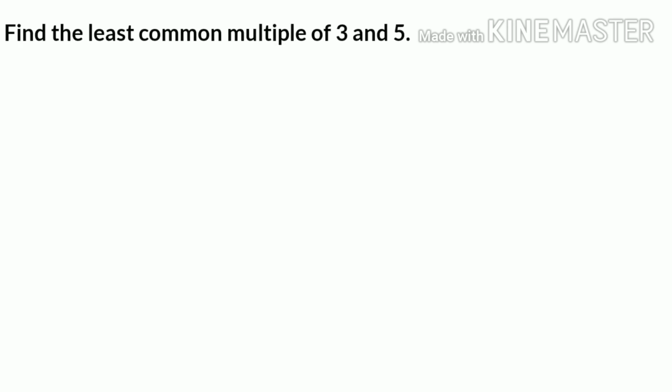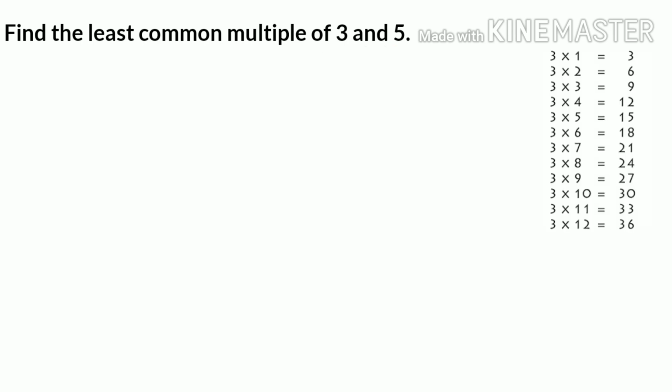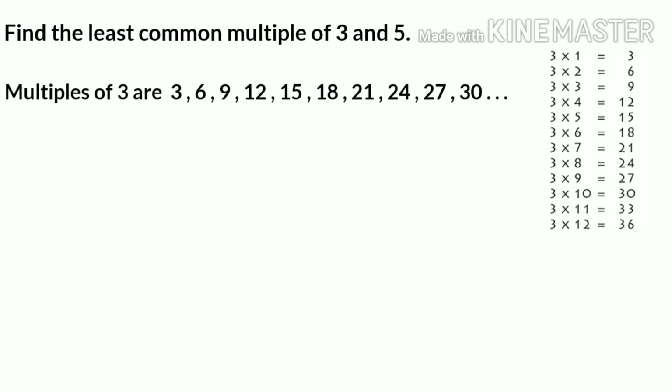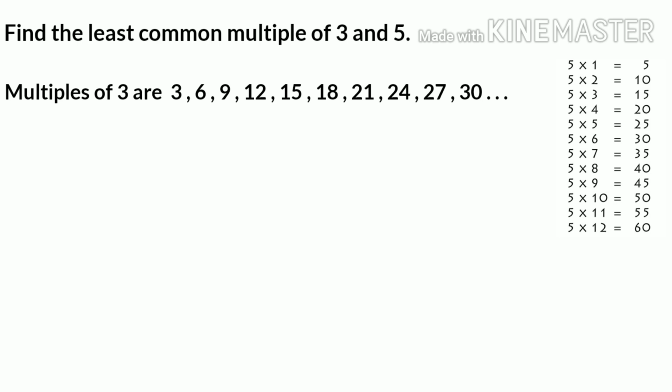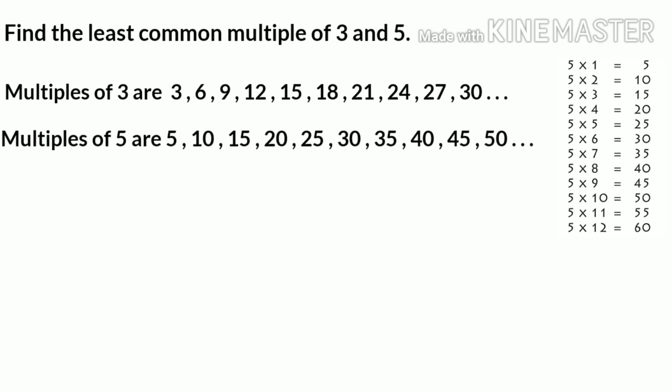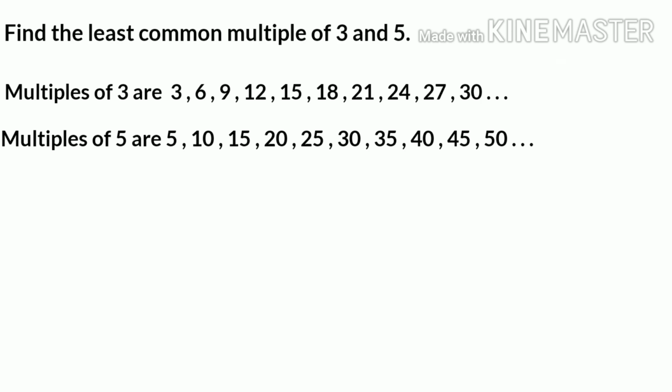Look at this question. Find the least common multiple of 3 and 5. So, using the listing method, we will first list the multiples of 3 and 5. The multiples of 3 are 3, 6, 9, 12, 15, 18, 21, 24, 27, 30, and so on. And the multiples of 5 are 5, 10, 15, 20, 25, 30, 35, 40, 45, 50, and so on.